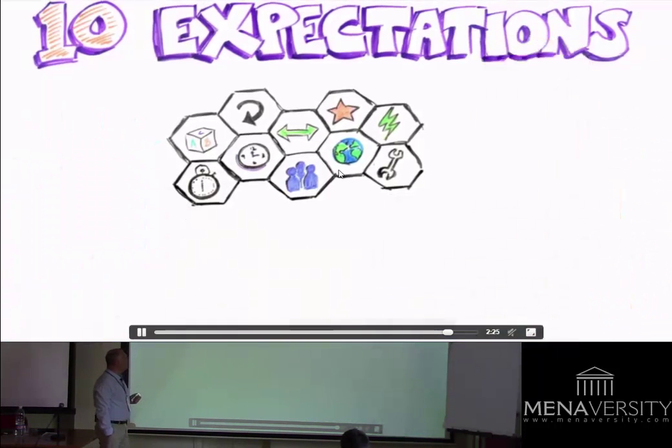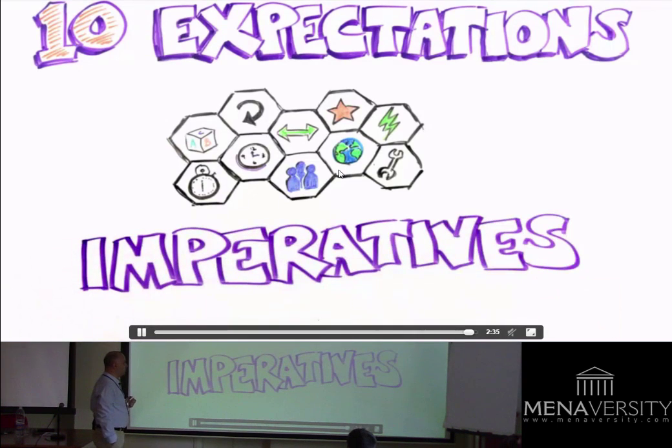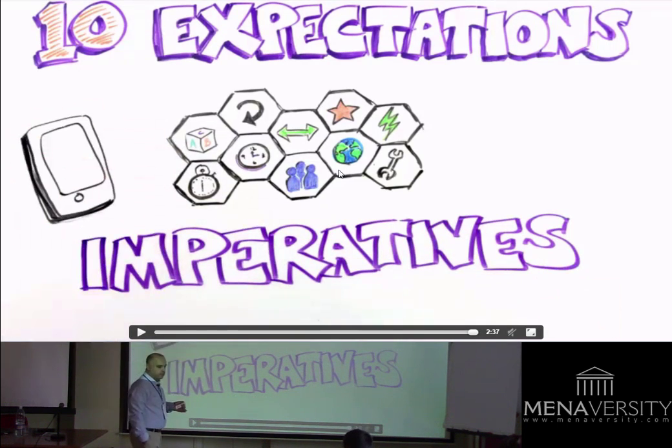So basically, these are the 10 different expectations that learners have from everything they learn. And these are imperative expectations that I think need to be met whenever learning is going on.